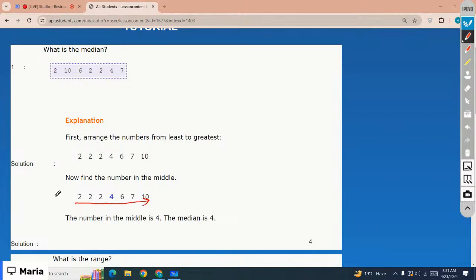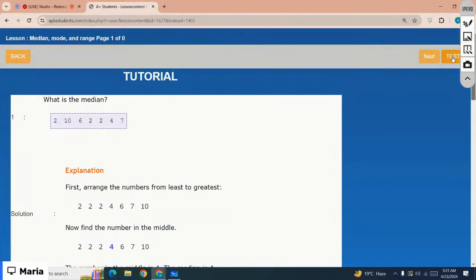Here it is from least to greatest, right? That is the one that is in exactly the middle. You have three numbers before the median and three numbers after the median, right? Because when you arrange them from least to greatest, all the numbers that are less than the median are before it, and all the numbers that are greater than the median are after it, right? Okay, let's just start with the test questions.